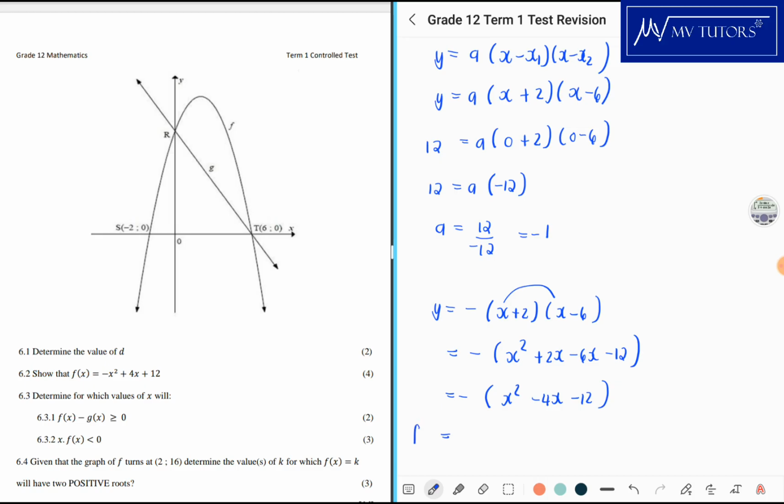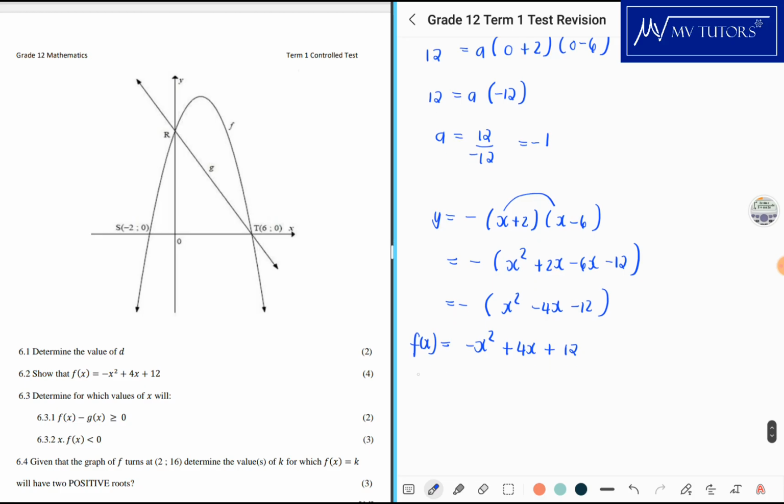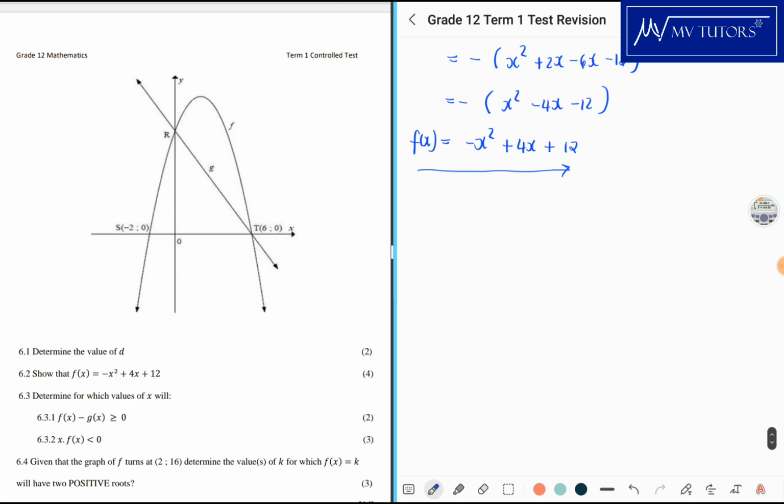Okay, so I'm just going to put there f of x. So I have negative x squared plus 4x plus 12. And is that the equation that was given? Yes, we have shown that indeed f of x is negative x squared plus 4x plus 12. So we are happy. Now let's go to 6.3.1. So it says determine for which values of x will f of x minus g of x be bigger or equal to 0.